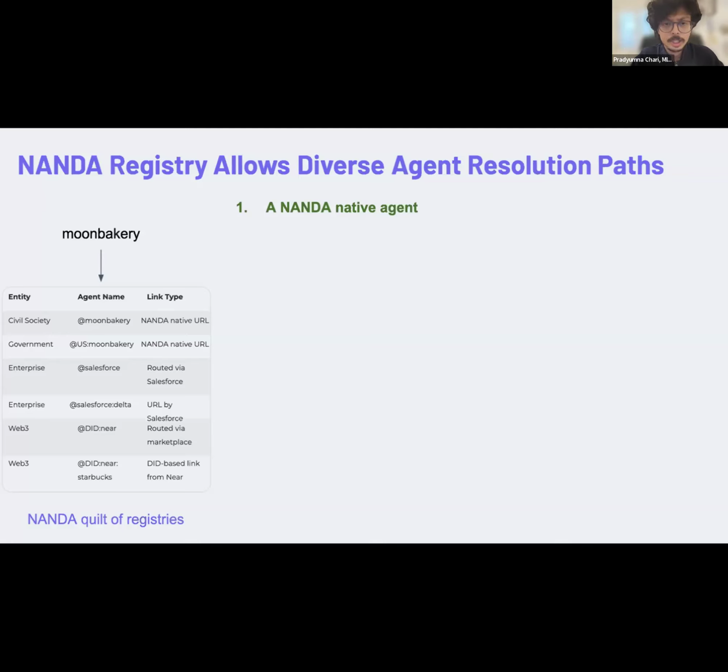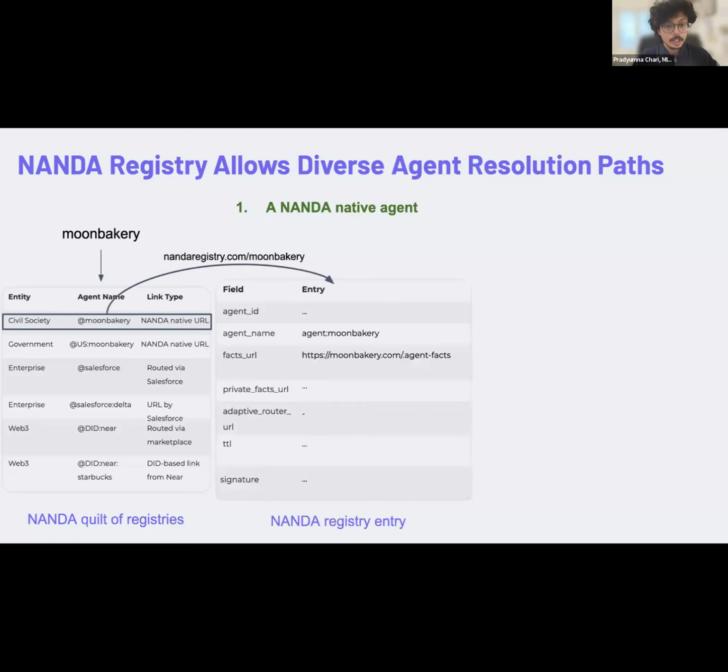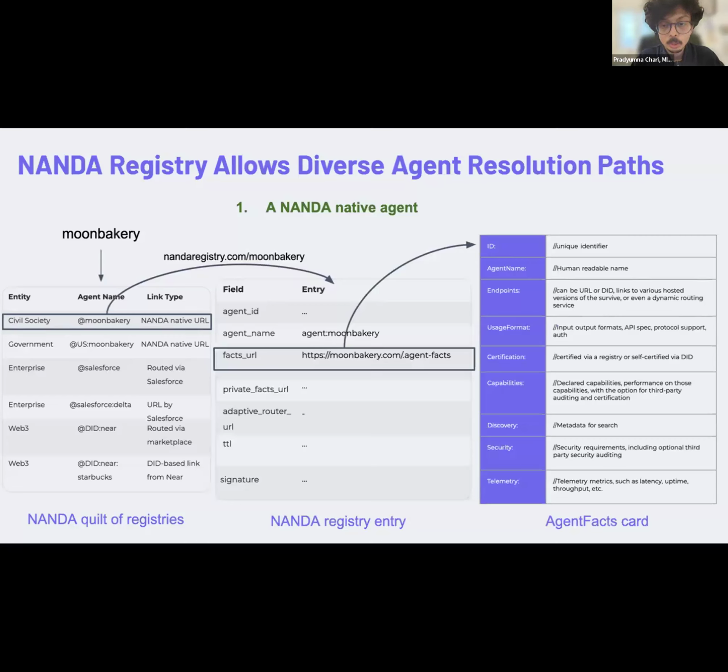To think about how the NANDA registry can allow for diverse agent resolution paths, I'll show 3 very quick examples of how this works. We can have 3 types of agents registered via the NANDA registry broadly. First are agents that are registered, administered, and authorized by the NANDA registry itself. If you look up those agents, such as Moon Bakery over here, this will trigger a search within the NANDA registry itself to find the entry for that agent, and then that can further move to look up the agent facts card for this particular agent.